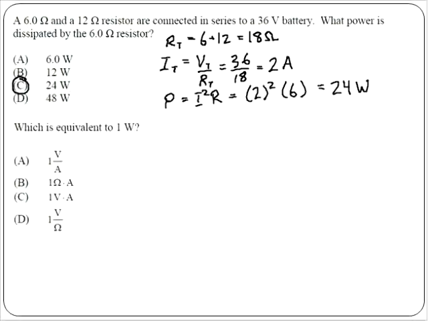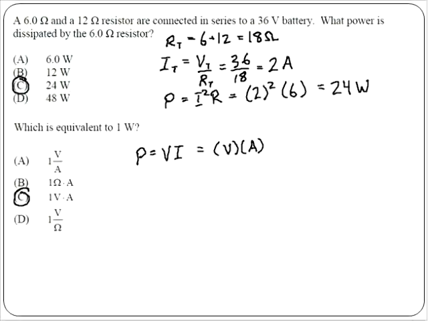Well, let's think about the formulas that we use. The main formula for power is V times I. Power equals voltage times current, which is measured in volts times amps. V times A. So that's choice C, isn't it? A watt is the same thing as a volt times an amp. It's also the same thing as an amp squared times an ohm, or a volt squared over an ohm.